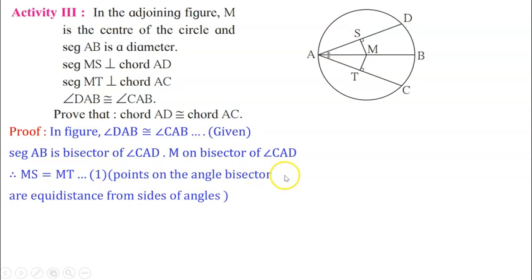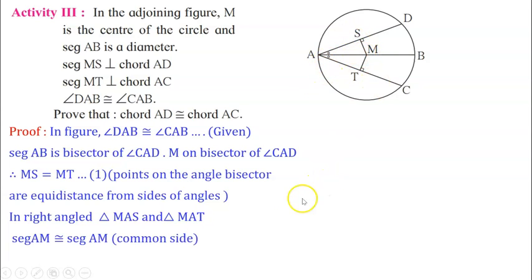That is, points on the angle bisector are equidistant from the sides of the angle. Okay, M is equidistant from the sides of the angle. Therefore, MS is equal to MT. In right angle triangles MAS and MAT, segment AM is congruent to segment AM, which is common.